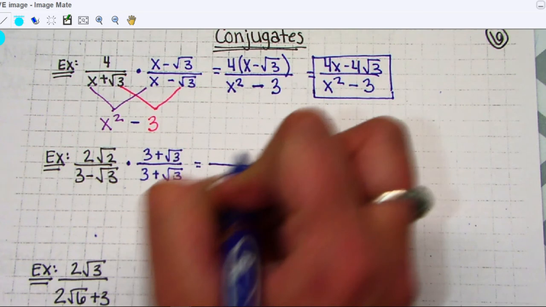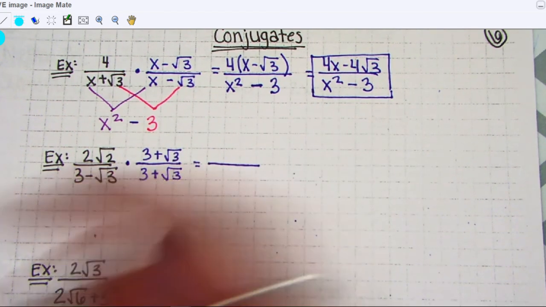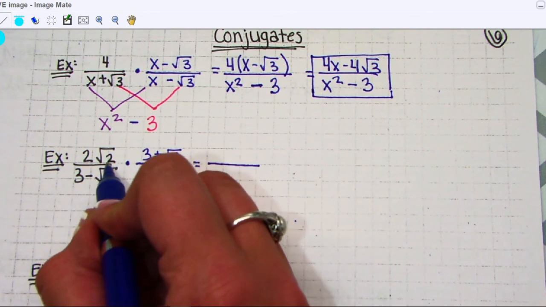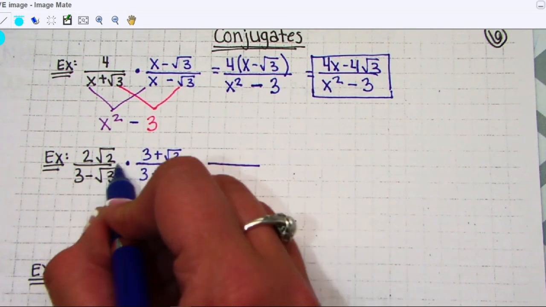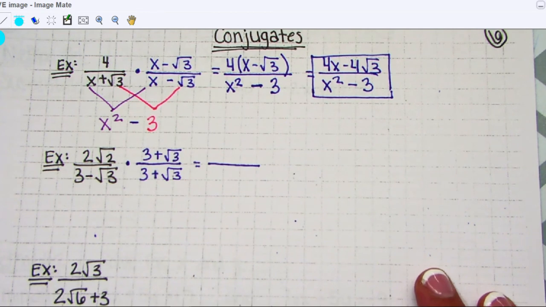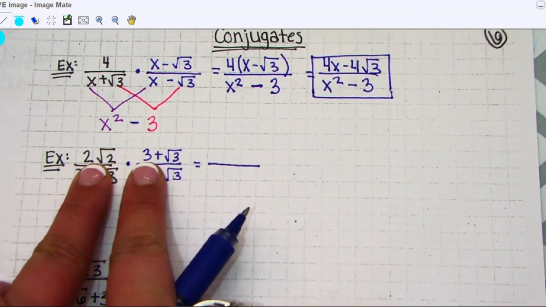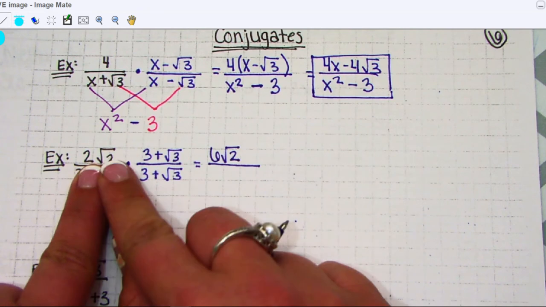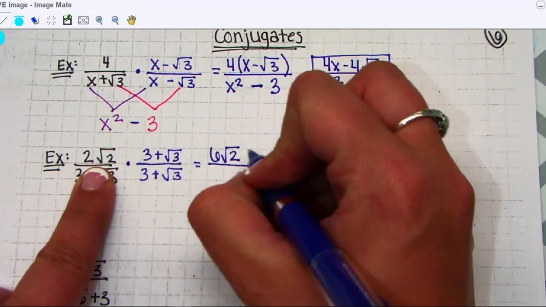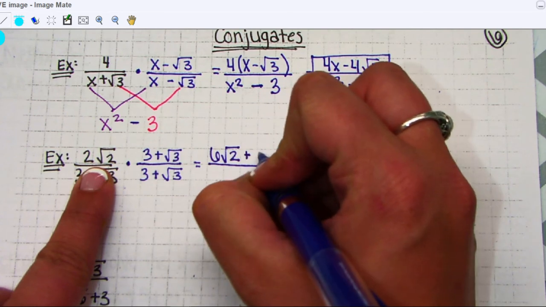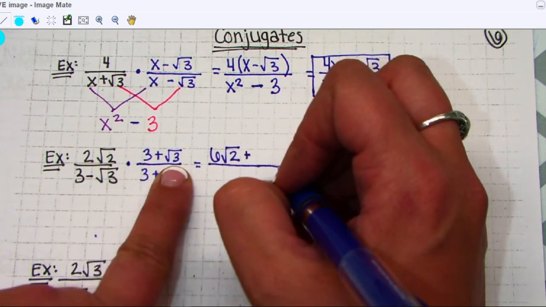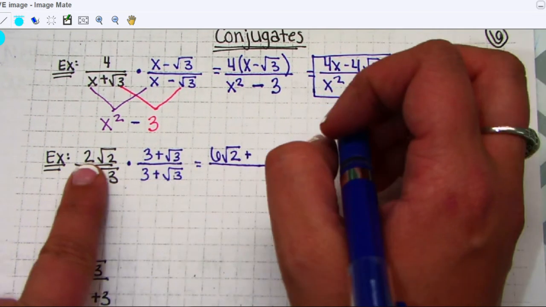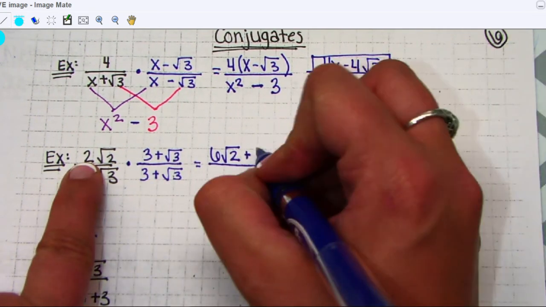So on the top, we're distributing. So you have 2 square root of 2 times 3. What is 2 square root of 2 times 3? How do we multiply these? Yeah, 6 square root of 2. Then we do 2 square root of 2 times the square root of 3, which is going to give me what? Can the 2 multiply to anything, this outside one? Good. 2 square root of 6.